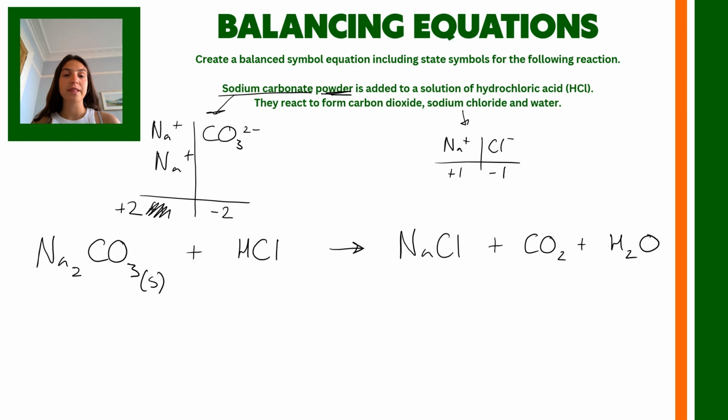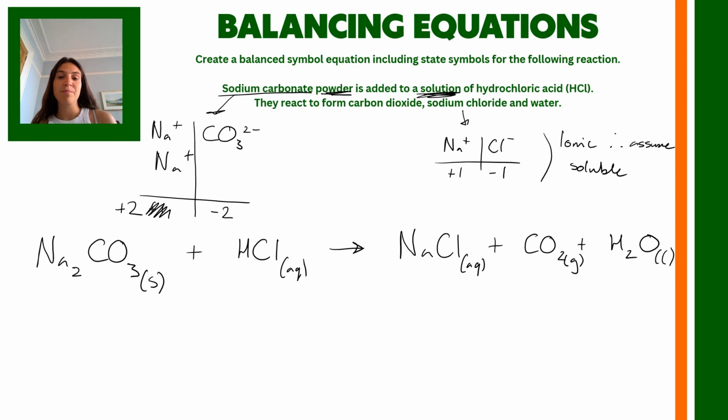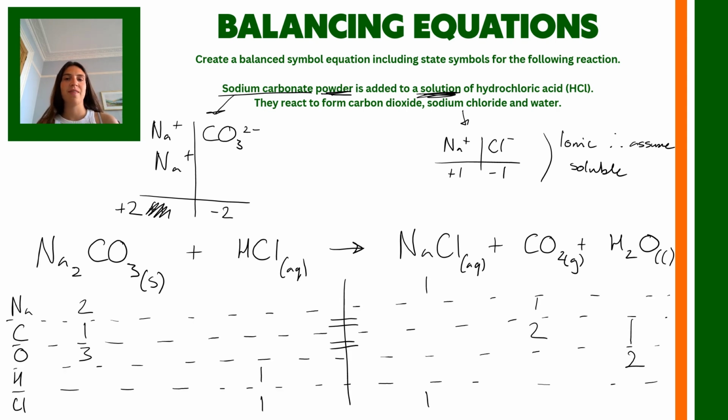Okay, and some help with these state symbols. So it's a solution of hydrochloric acid, so it's aqueous. And my sodium chloride that I've got is ionic, so you assume that it is soluble in water, and therefore in this equation it's aqueous. And then we know carbon dioxide is a gas, and H2O, water, is a liquid. So let's have a look at my table before I attempt to balance this unbalanced equation then.